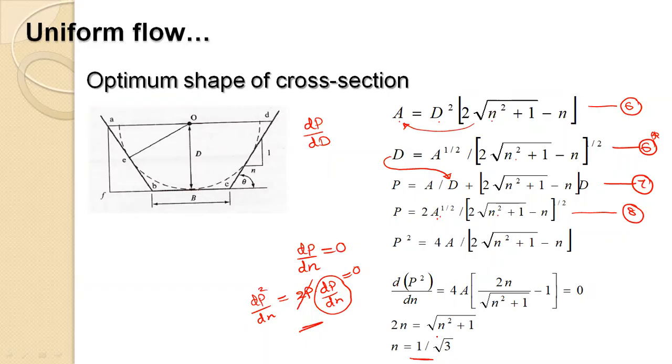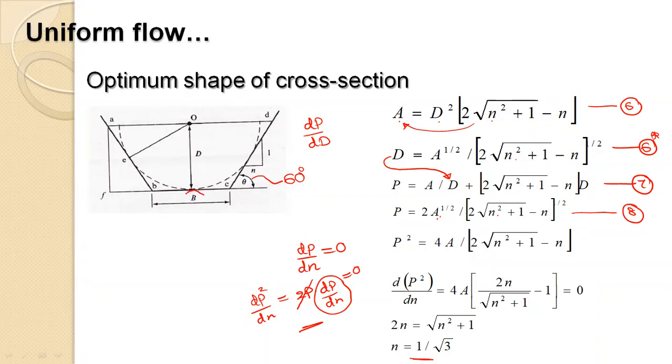Now, what is n equals 1 over square root of 3? What is that particular slope? When n equals 1 over square root of 3, what is this angle theta? This one should be 60 degrees, no? Now just suppose that this is the case, the side slopes are now 60 degrees.